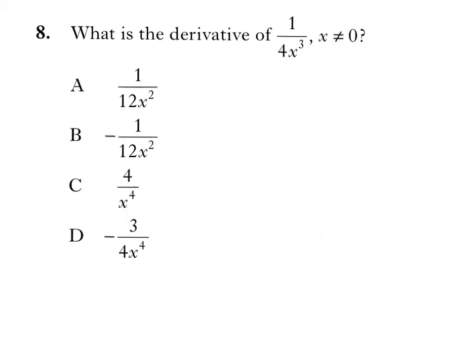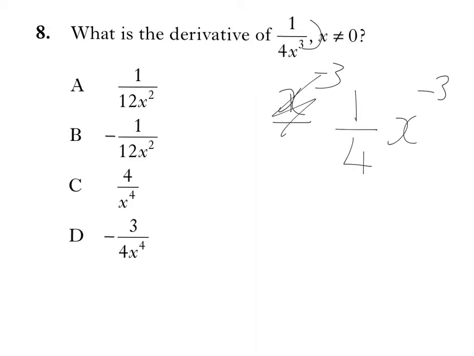Section 9, question 3. What is the derivative of 1 over 4x cubed? Well, derivative means to differentiate. So I'm going to first of all prepare to differentiate and bring the x cubed up, and that will be 1/4 x to the minus 3.